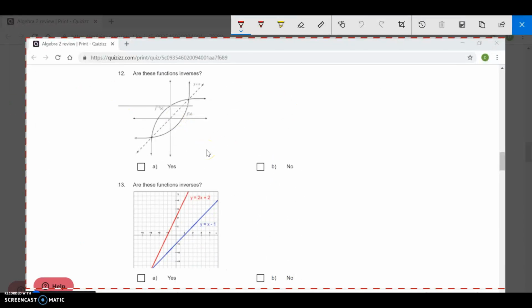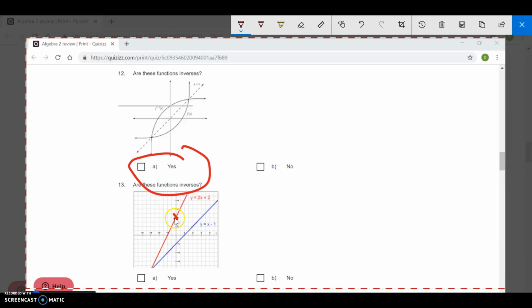Okay, so we're looking at 12 and 13. And this is still kind of similar to before. If you notice that this is y equals x, and it looks like it's a reflection across y equals x. So is this an inverse? Yes, it is. If we look over here, are these functions inverses? Well, this one's kind of tricky. It almost looks like they reflect, right? But like I said earlier, it's good to pick a point.